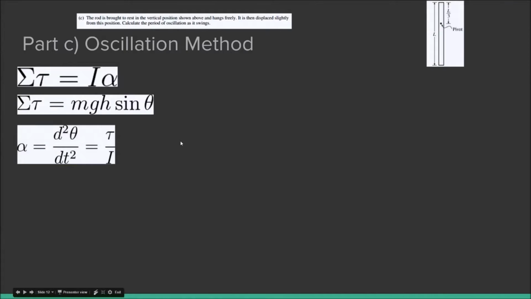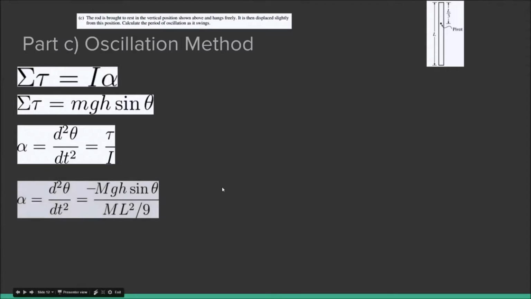Alpha, we know that alpha is equal to the second derivative of theta, or the rotational position. And alpha is also equal to the net torque over the inertia, based on this equation up here. So we know that alpha is the second derivative of theta, and we can plug in the values that we get for net torque and inertia.